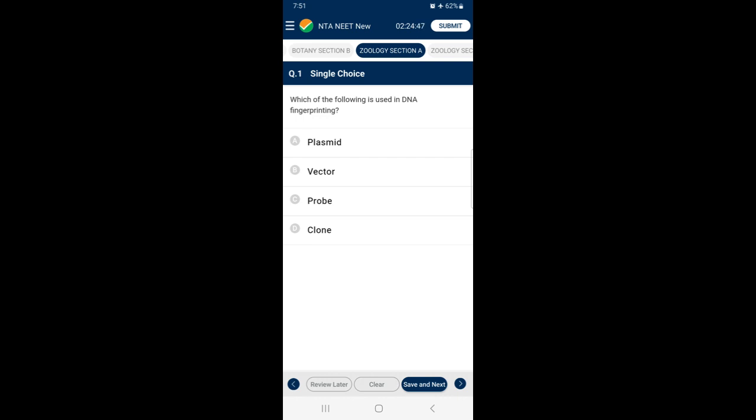Question number 1. Which of the following is used in DNA fingerprinting? DNA fingerprinting uses a single standard radioactive probe that is washed over the nylon surface to allow its joining to any DNA fragments of the same composition, thereby matching different DNA samples. Double standard probes would not hybridize with DNA fragments present on the nylon membrane. So the answer is option C, probe.